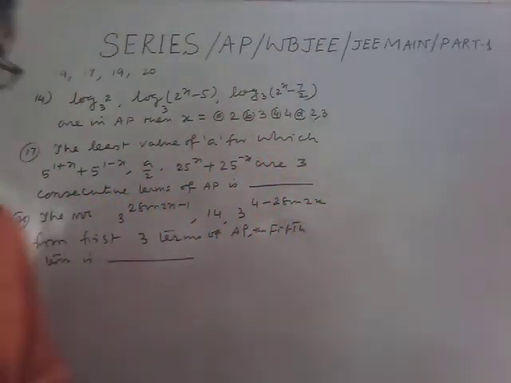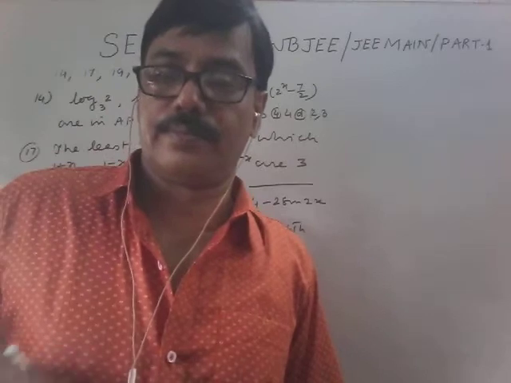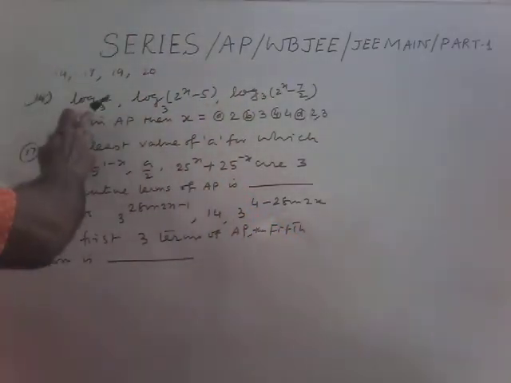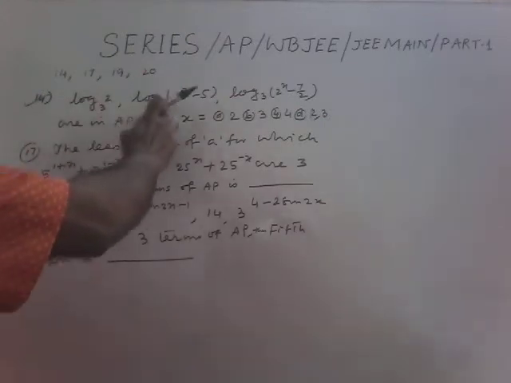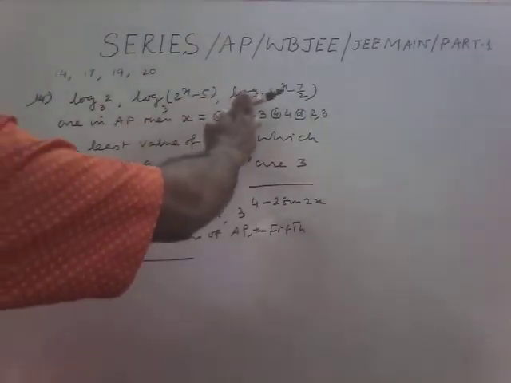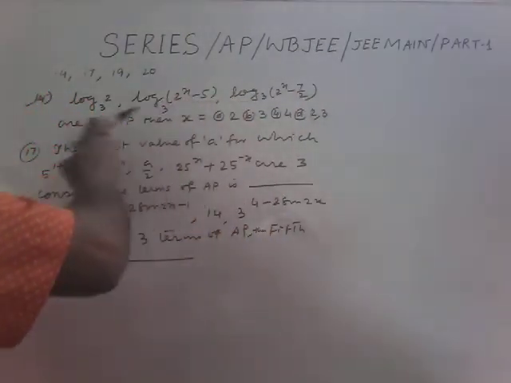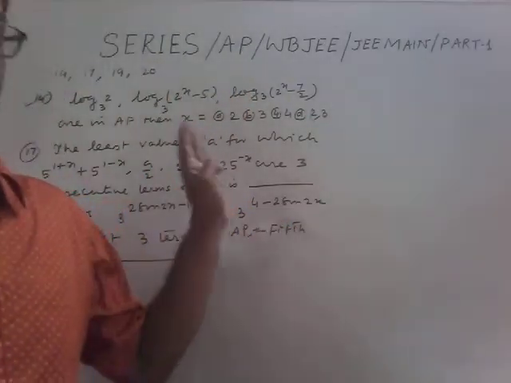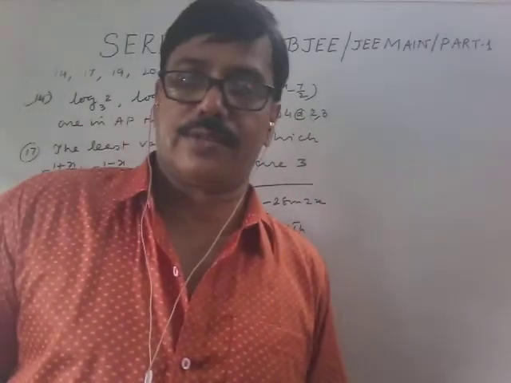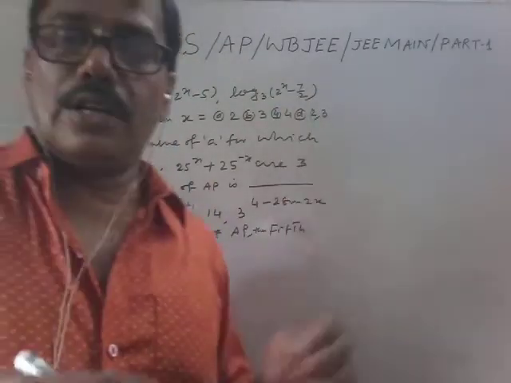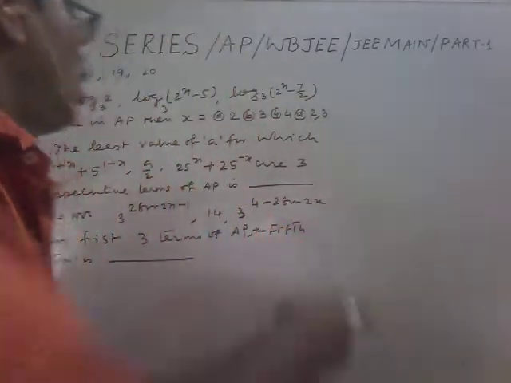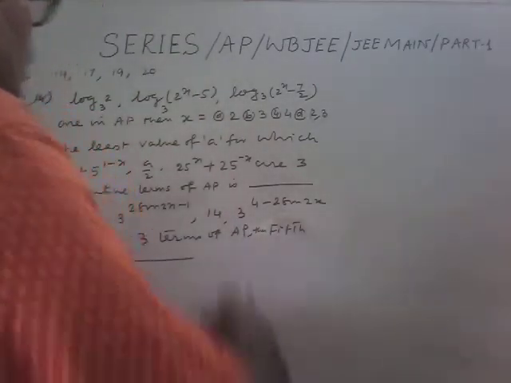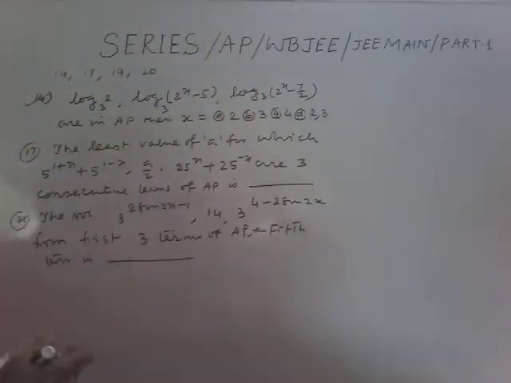Now we consider 3 same types of problem. So problem number 14: log 2 base 3, log of 2 to the power x minus 5 base 3, log of 2 to the power x minus 7 by 2 base 3 are in AP. Then find the value of x. These are basically problems of indices. So you should use the formula of AP. These are consecutive terms of AP.